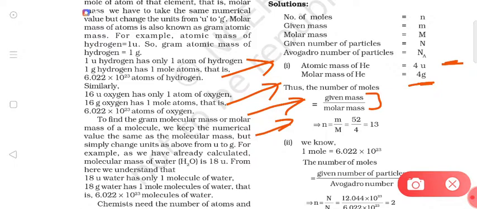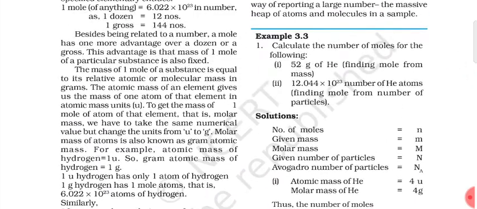The small m, that is the given mass, is 52 grams. We know that there are 52 grams of helium gas, right? And we know that 1 mole is 4 gram. So molar mass is 4 gram. We calculated, and the final number, that is 13, is the number of moles. So we know that 52 gram helium has 13 moles of helium atoms. Now look at the next question.